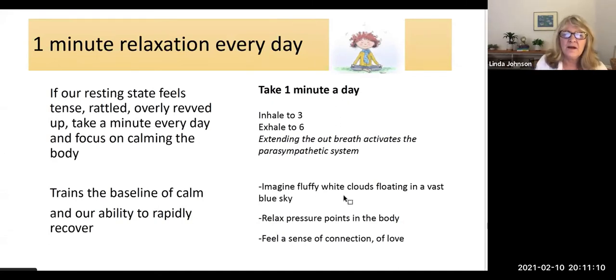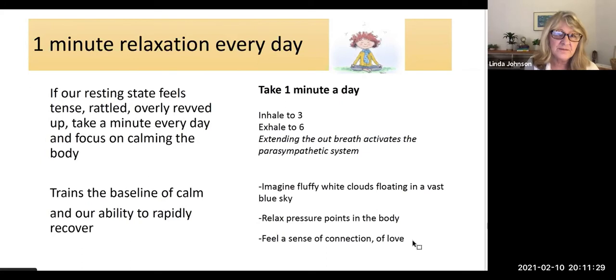And you might imagine fluffy white clouds in the sky or the ocean, whatever peaceful scene, relaxing certain pressure points in the body. I'll guide you through this, and feeling a sense of connection of love, which is basically a part of all the brief relaxation exercises we do.